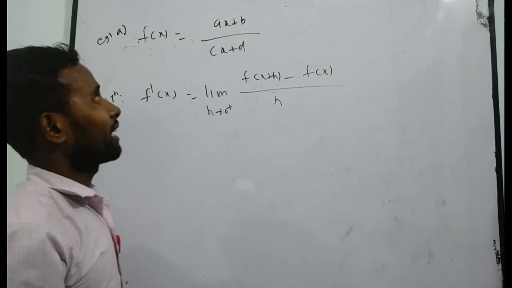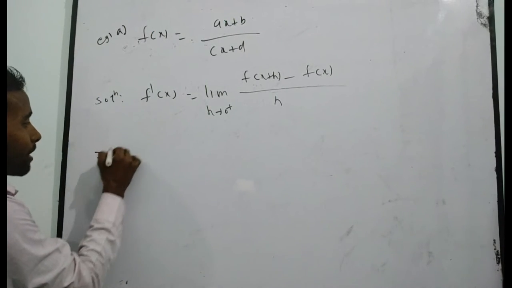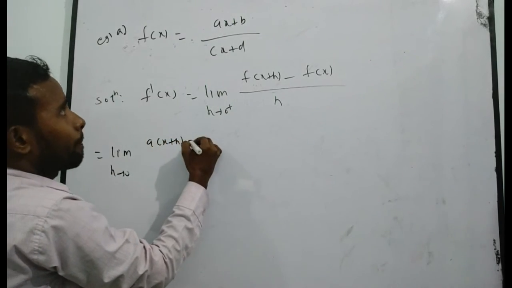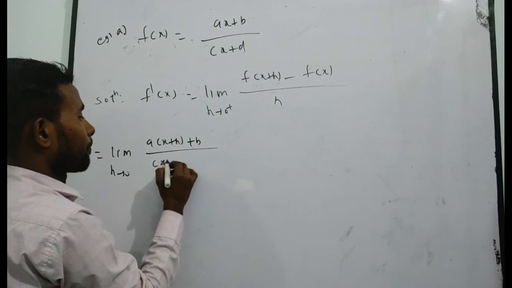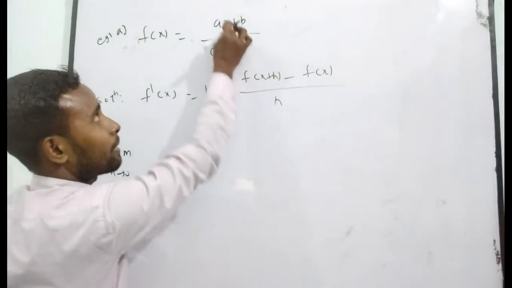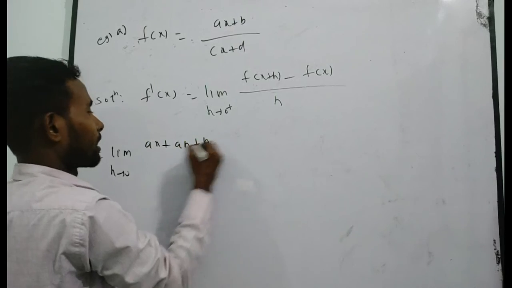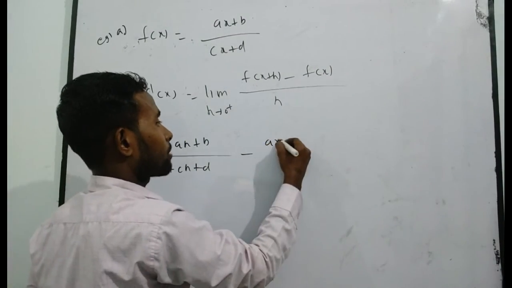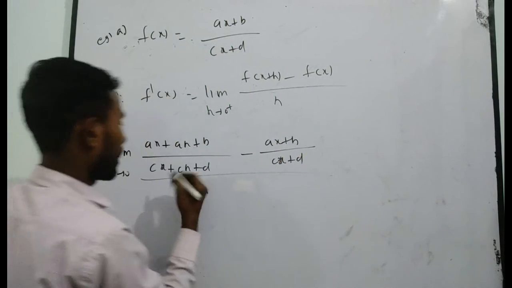There is given f(x) is equal to (ax + b) divided by (cx + d), and you have to solve. It will be the limit h tends to 0 of f(x + h), that means a times (x + h) + b by c(x + h) + d. I want to write directly, don't write one by one step. If you put x plus h in place of x, you get a(x + h) + b divided by cx + ch + d, minus f(x), that means (ax + b) divided by (cx + d), divided by h.